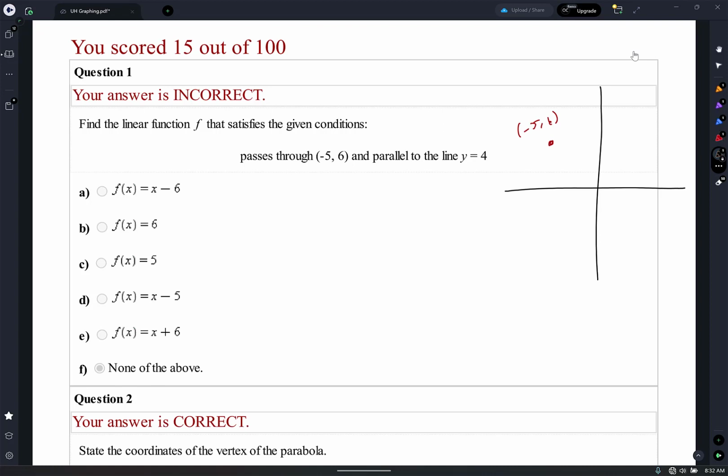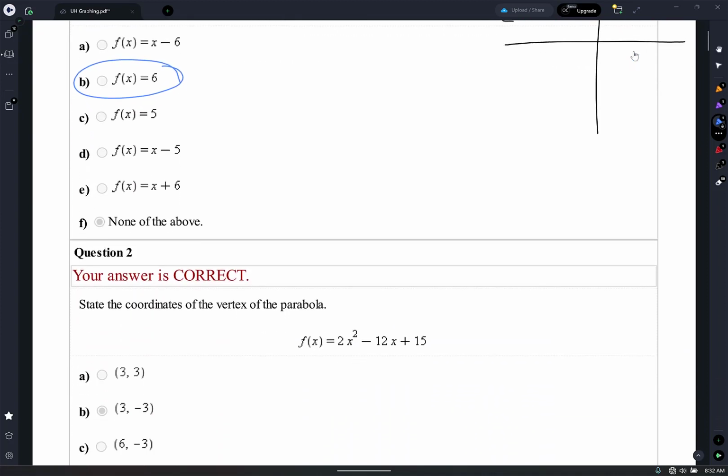And the only way you can be parallel to the line y equals 4 like this is horizontal. So if I go like this, see, that's sky blue. So what's the equation of that line? Y equals 6. And there it is. Any questions on that, guys? And that's it.